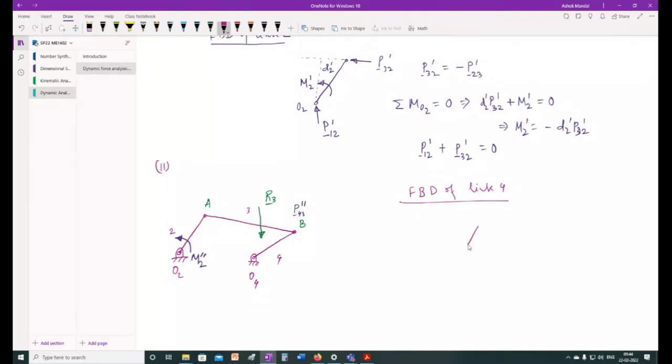When you draw that, this is link 4. Some force, we don't know the direction and magnitude, is acting here, and a force is acting here. It is a two force member, so the line of action of the forces is along the length of the link, right? So P14 must be equal to P34.